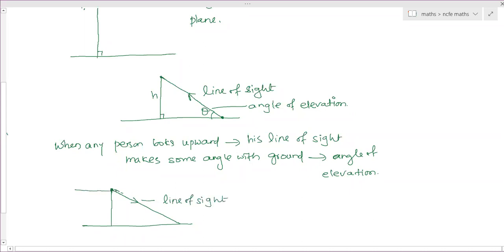This line of sight will make an angle with the horizontal line. Always with the horizontal line. The line of sight makes the angle with the horizontal line. That horizontal line is always parallel to the ground. So that angle is called the angle of depression. Angle theta is the angle of depression.